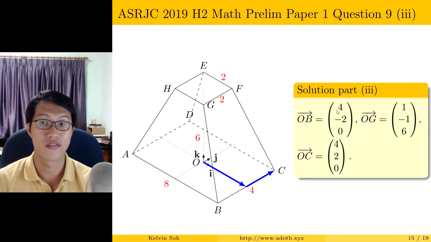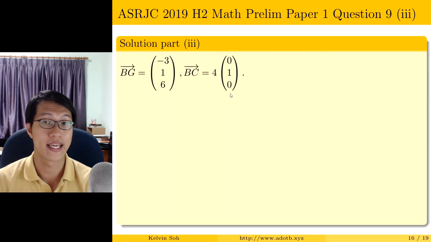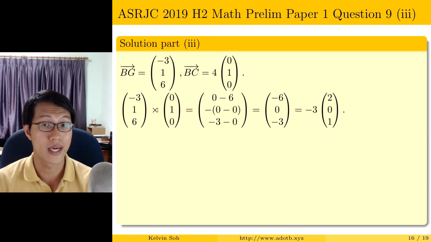So 4 minus 4 is 0, and 2 minus minus 2 is 4. So I'll simplify by taking out the common factor 4. Okay, so minus 3, 1, 6, and 0, 1, 0 will be the direction vectors of this plane that we are trying to find. To find the normal vector, which is the most important vector for all planes, we use the cross product. So we take our direction vector, minus 3, 1, 6, cross with 0, 1, 0. So working out the cross product and taking out the common factor gives us the normal vector of 2, 0, 1.